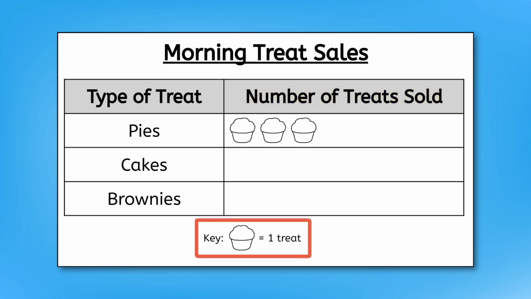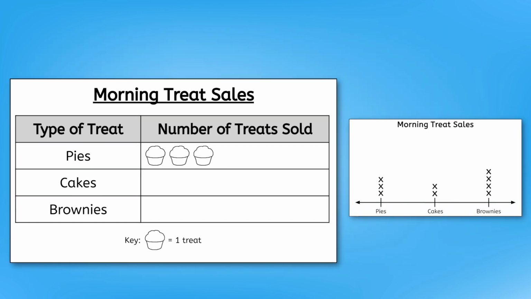Notice the key at the bottom? It says one muffin shape is equal to one treat. How many muffin shapes are in the row next to pies? 3, which is the same number of pie sales from our line plot data. That's because graphs are just a different way of showing the same information. This type of graph is called a pictograph.